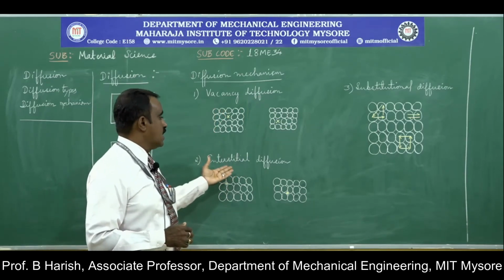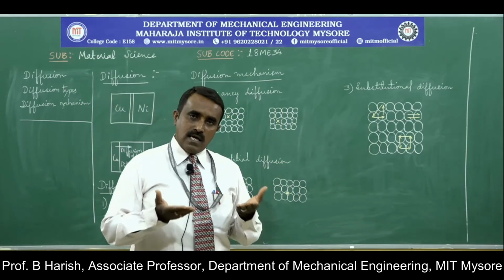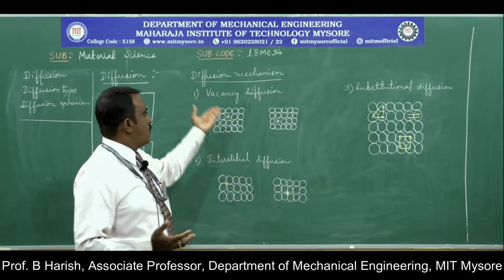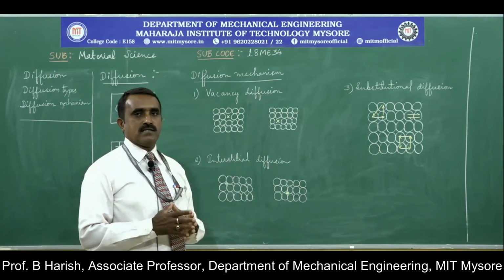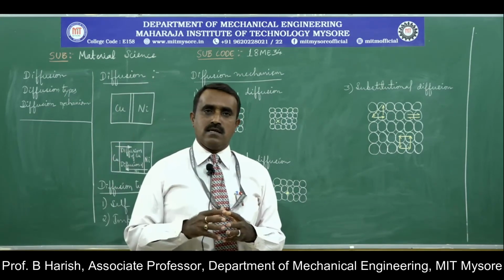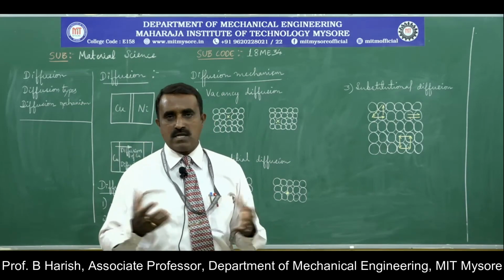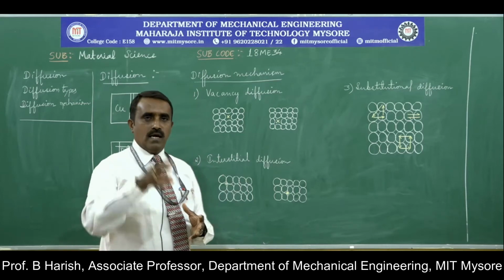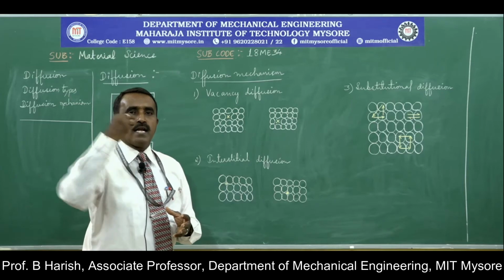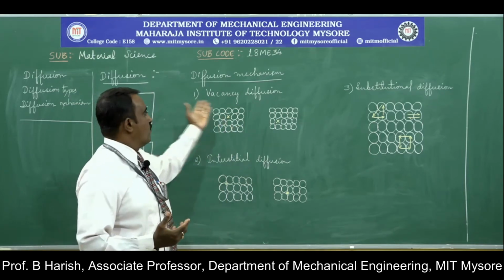Vacancy, interstitial and substitutional imperfections we have discussed. Now here, based on the same concept, diffusion takes place. First one, vacancy diffusion mechanism. What is vacancy? Creating a vacant spot in the crystal structure. So when an atom moves out from its original position, that is called a vacancy. Now when a vacant spot is created, another atom occupies that vacant spot. That is nothing but vacancy diffusion.